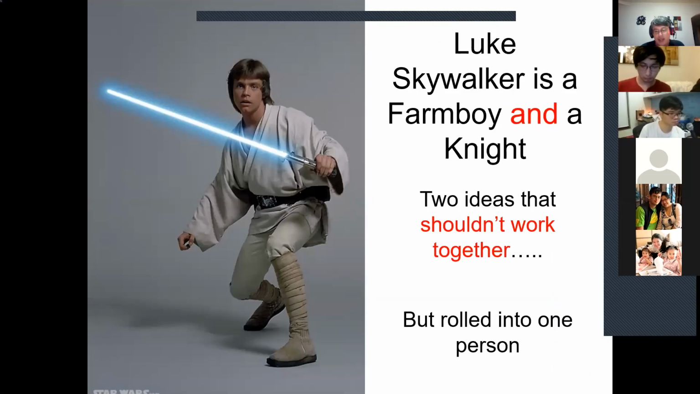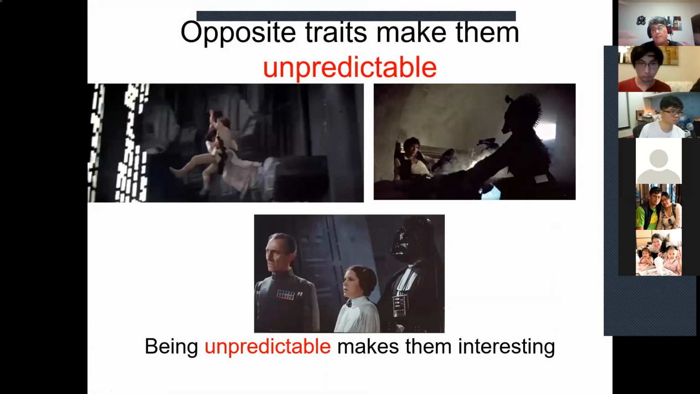Because the traits set up, right? The opposite traits are what make these characters unpredictable. You have the farm boy here doing the knightly heroic rescue. You have the smuggler with the heart of gold. You have the rebel princess. This unpredictability is what makes your characters interesting. And interesting characters are what drive a story, drive a plot, drive a narrative forward.